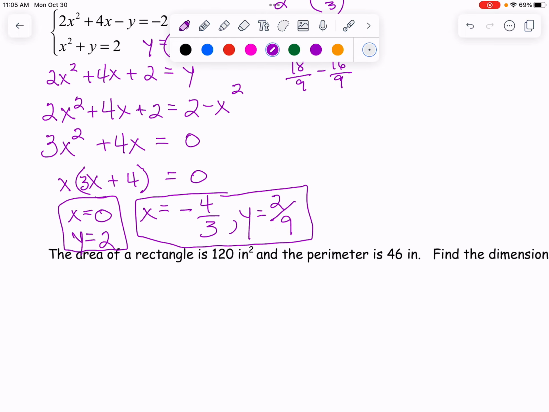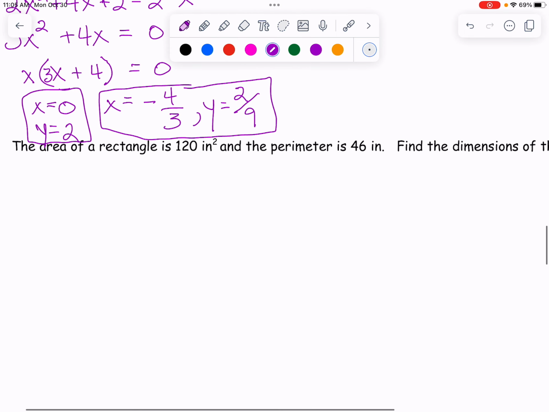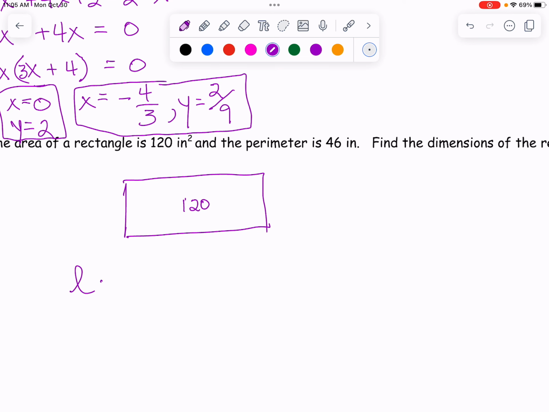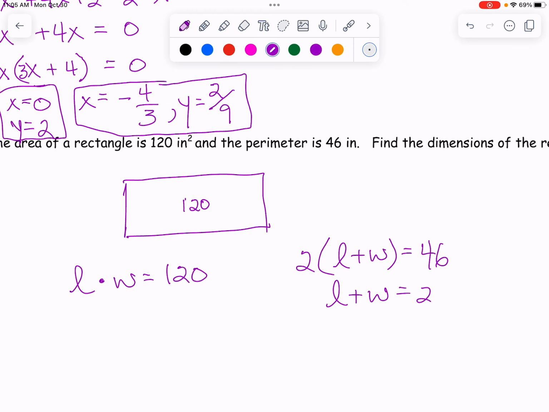Okay? All right, now we have this area of a triangle. We know the area of the triangle is 120, and the perimeter is 46. So the area formula is length times width equals 120. Perimeter is 2 times length plus width, and that is equal to 46. I can simplify that. Length plus width equals 23.